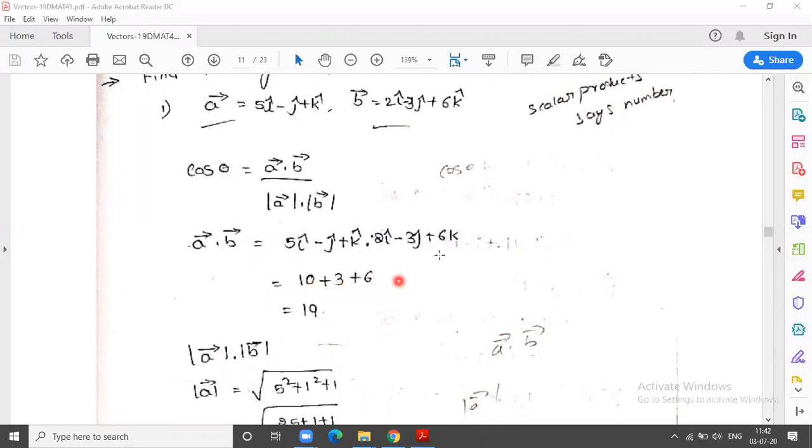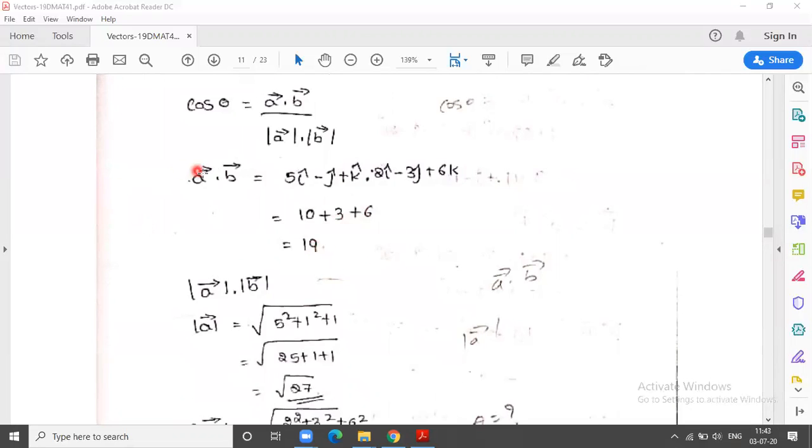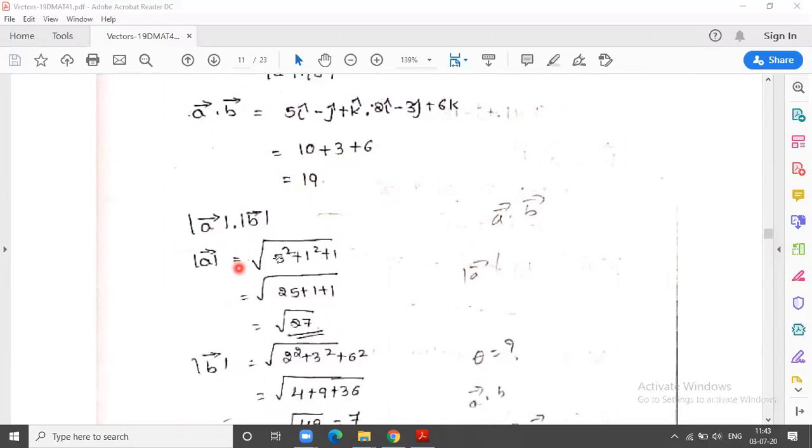So 10 plus 3 plus 6, that will be 19. This is the value of vector A dot vector B. So now we have to find out the modulus of the given vectors A and B. Modulus of vector A, you know already, if the vector A is xi plus yj plus zk, then the modulus of that vector will become the square root of x square plus y square plus z square.